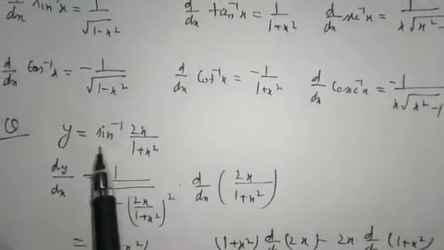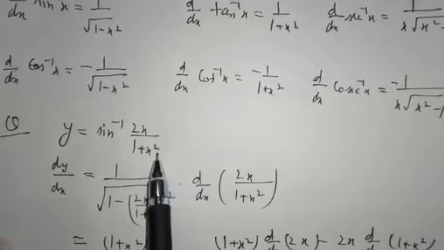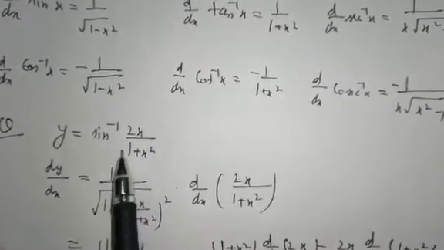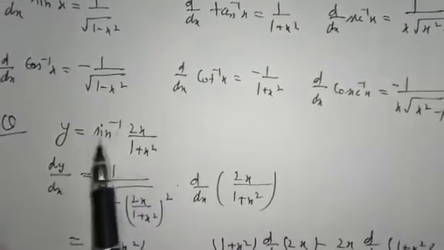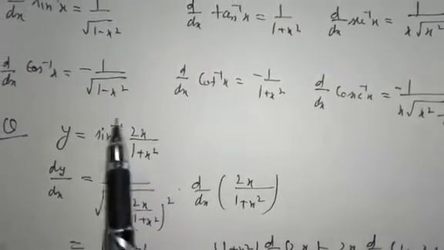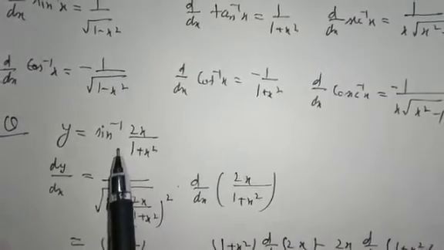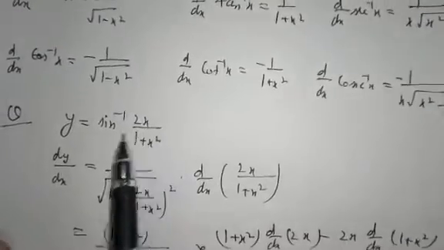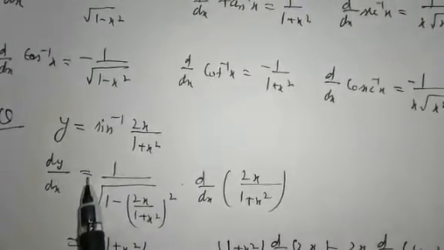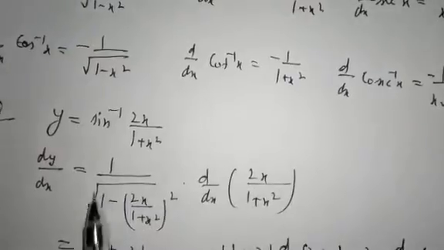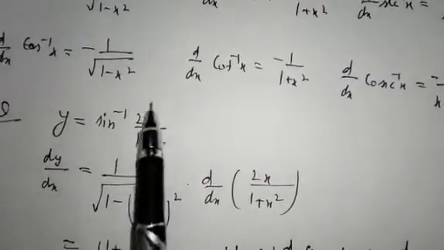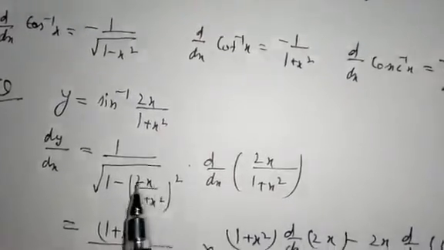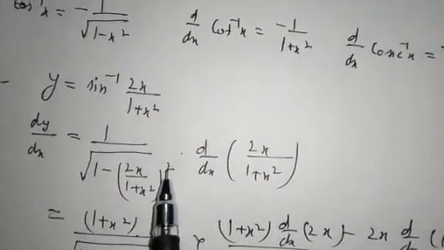So y equals sin inverse of 2x upon 1 plus x square. So this is the derivative of an inverse trigonometric function. The inverse of sine is there, so we use the chain rule for differentiating this one. So dy over dx equals, according to sine, 1 upon under root 1 minus x square, where in place of x we take 2x upon 1 plus x square, whole square.